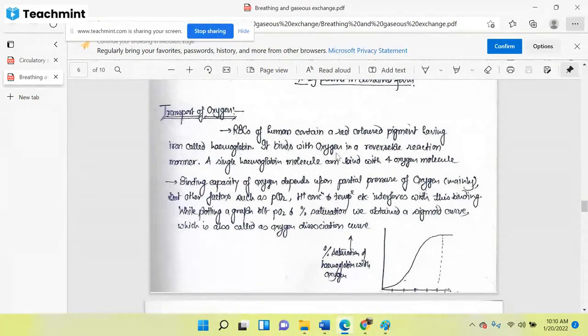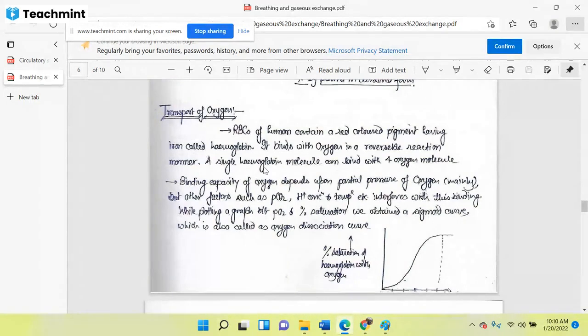It binds with oxygen in a reversible reaction manner. Reversible reaction manner means what? The heme part or the iron part of the hemoglobin sometimes binds with oxygen and sometimes it will release. Reversible reaction manner means sometimes it will bind and sometimes it will release. Okay, both things will happen with the binding or affinity of this hemoglobin with the oxygen.